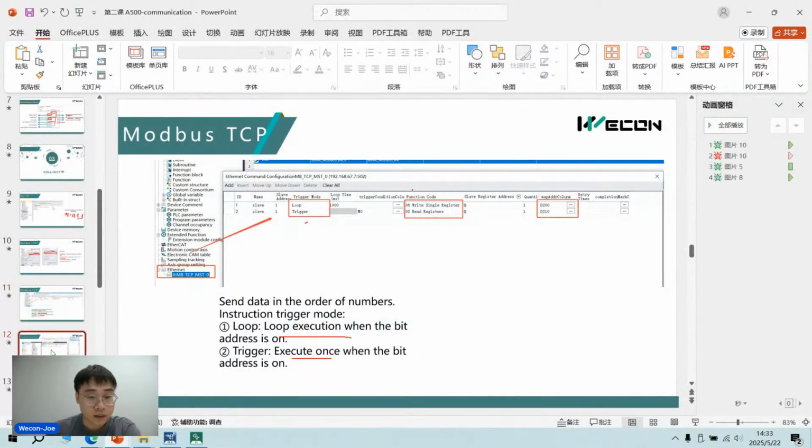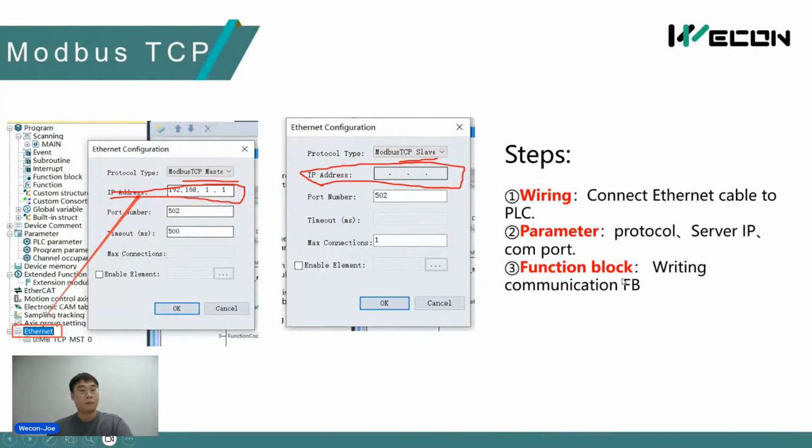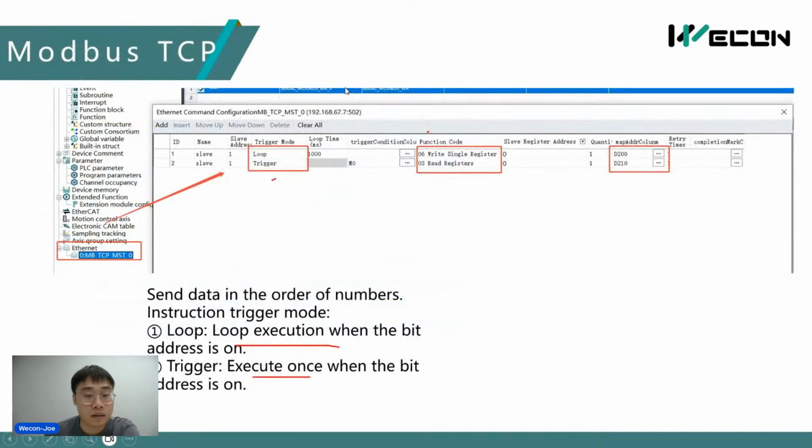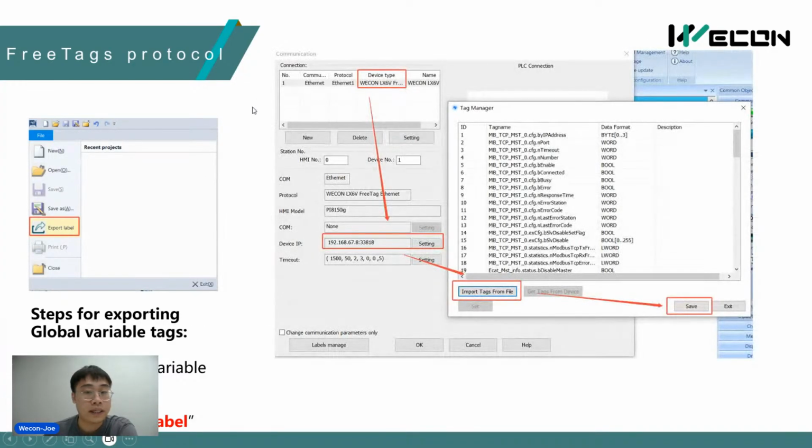So, okay. Ethernet protocols. I will introduce another Ethernet protocol, the free tag protocol. I will use our HMI and A500 as examples. It's simple and easy. Just create global variable tags.